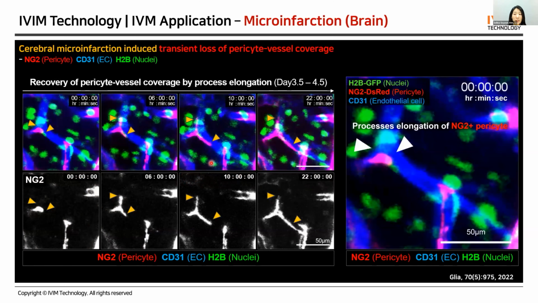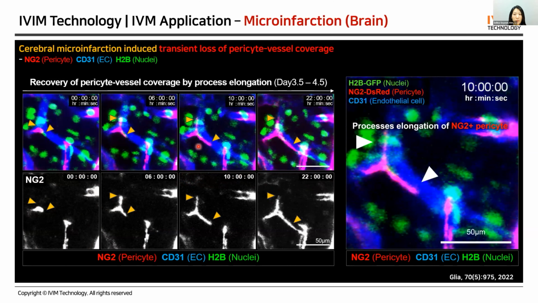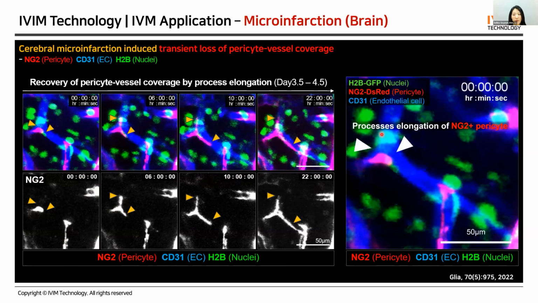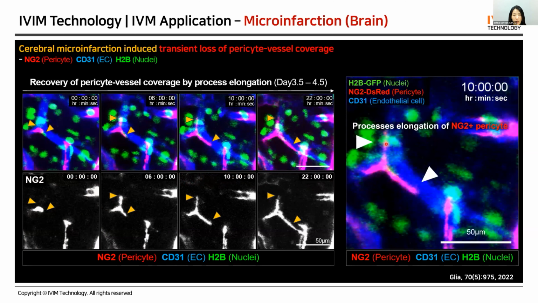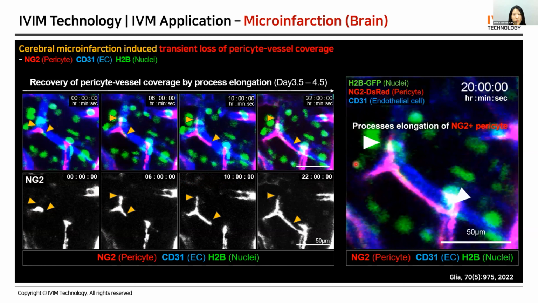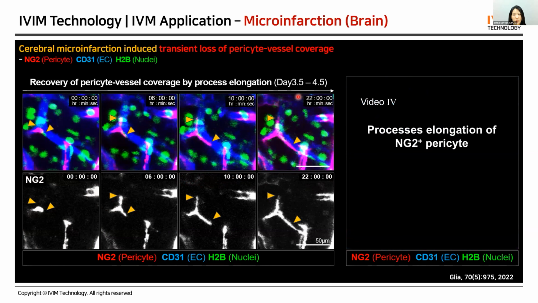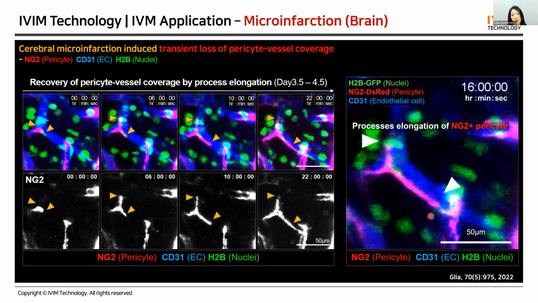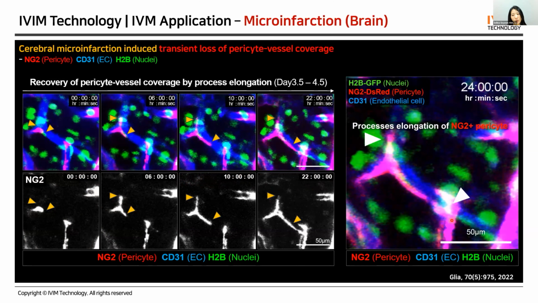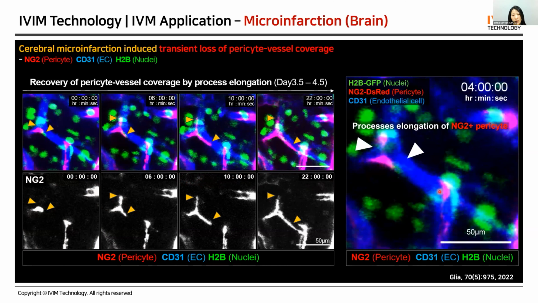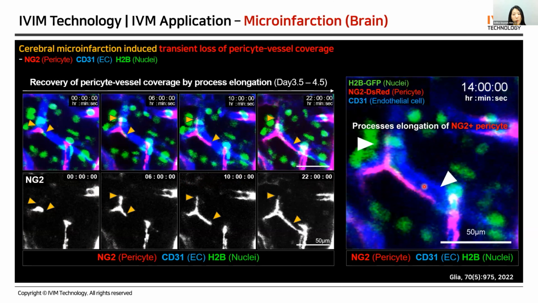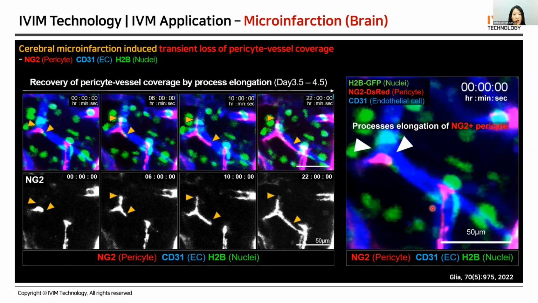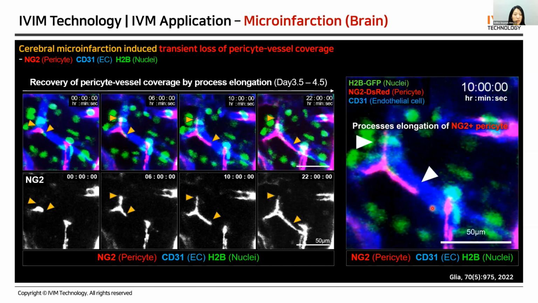To observe the cell-level dynamics in the recovery of the pericyte coverage following the microinfarction, time-lapse intravital imaging of the NG2-positive pericytes was performed for 24 hours starting from 3 days after microinfarction. So the proliferation of the NG2-positive pericytes and the process elongation along the vessels were clearly imaged, suggesting that both processes contributed to the recovery of the pericyte coverage after the microinfarction.